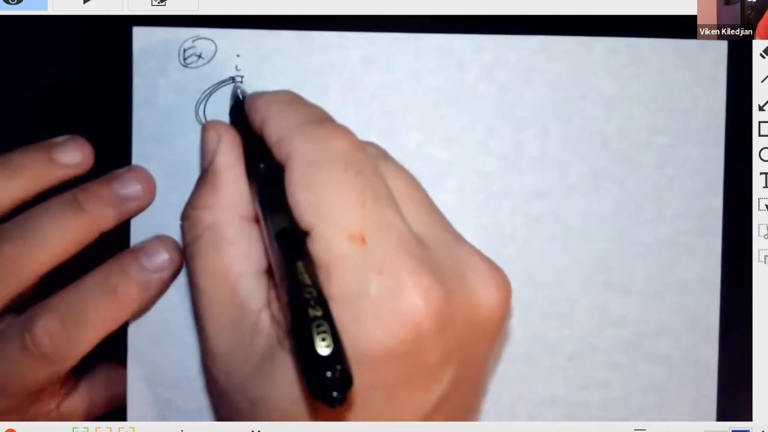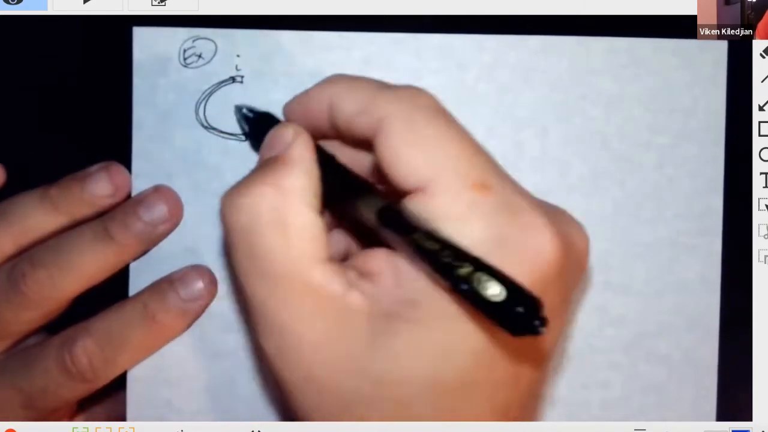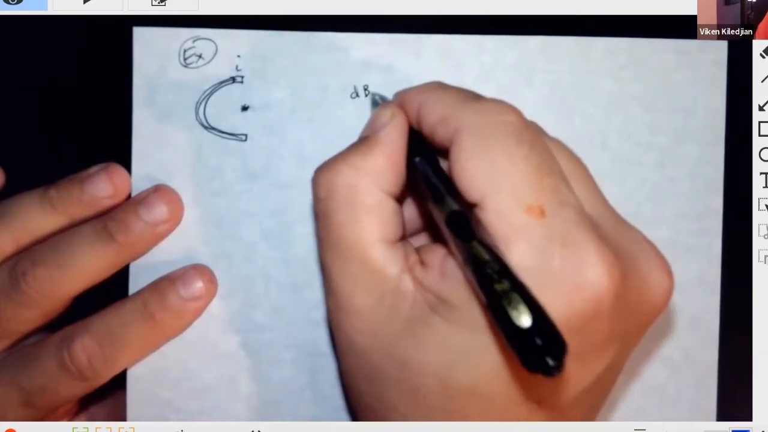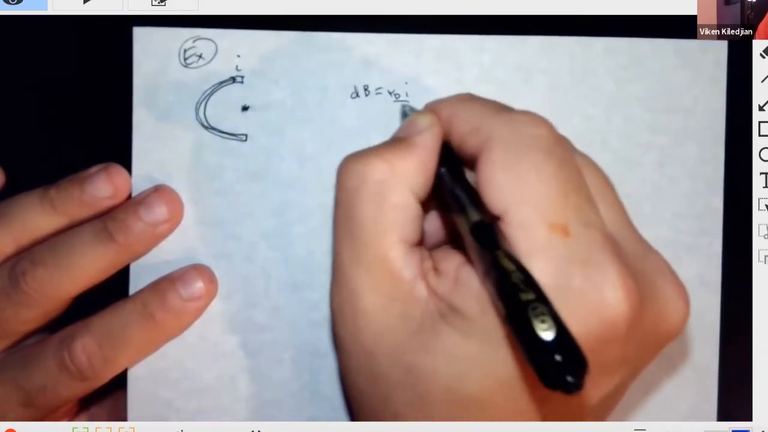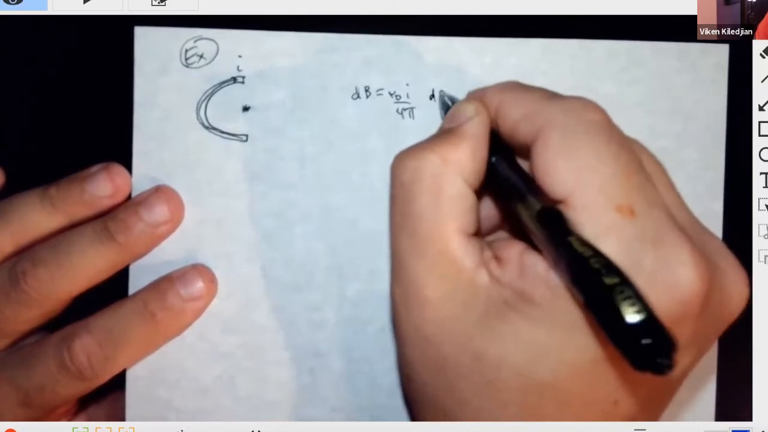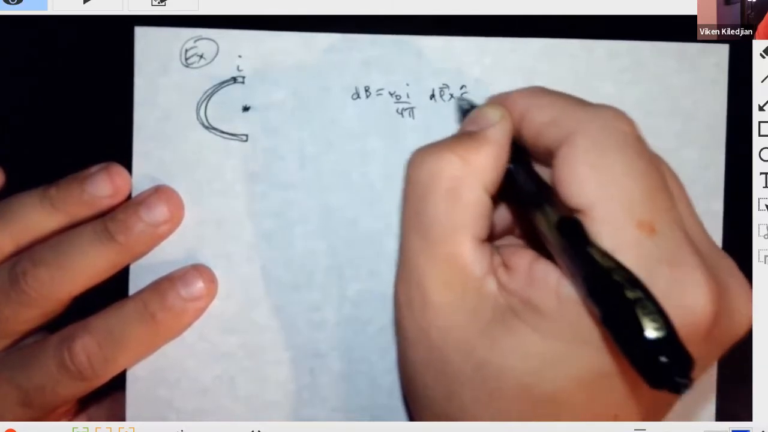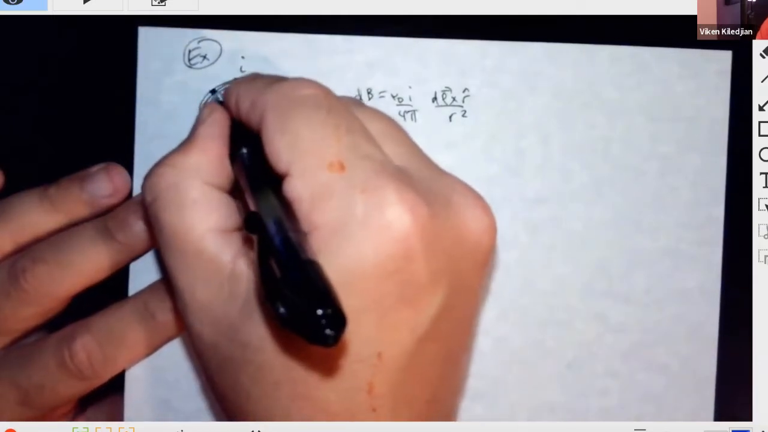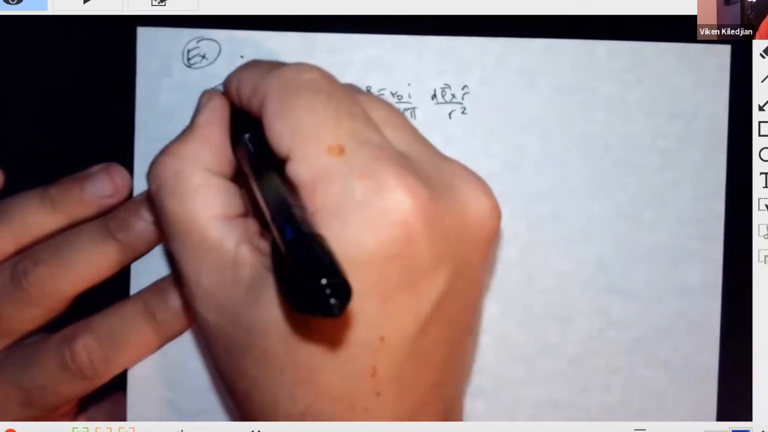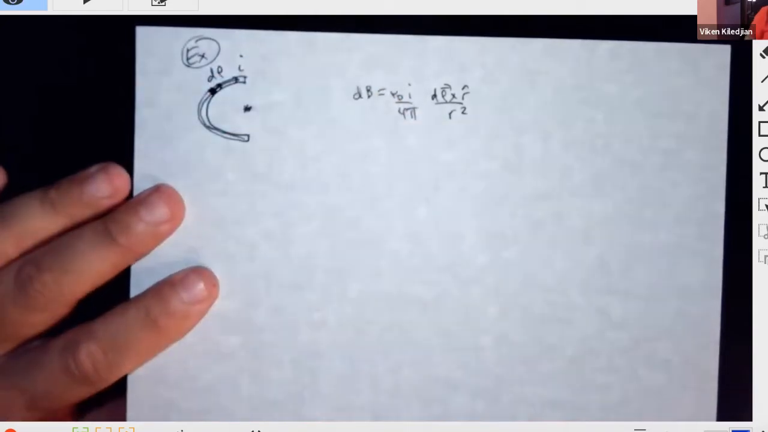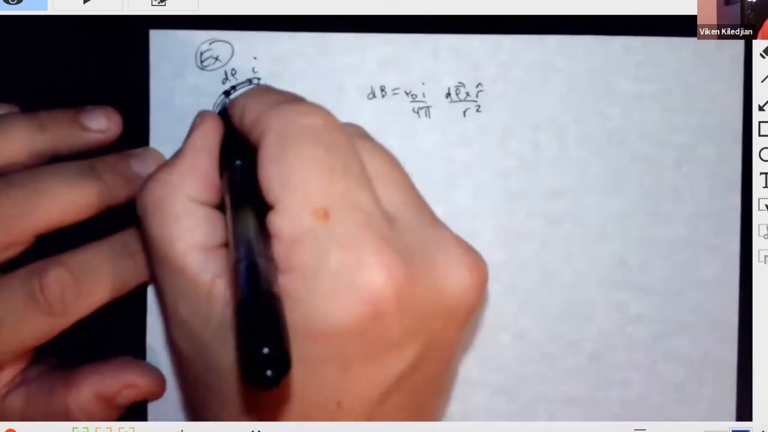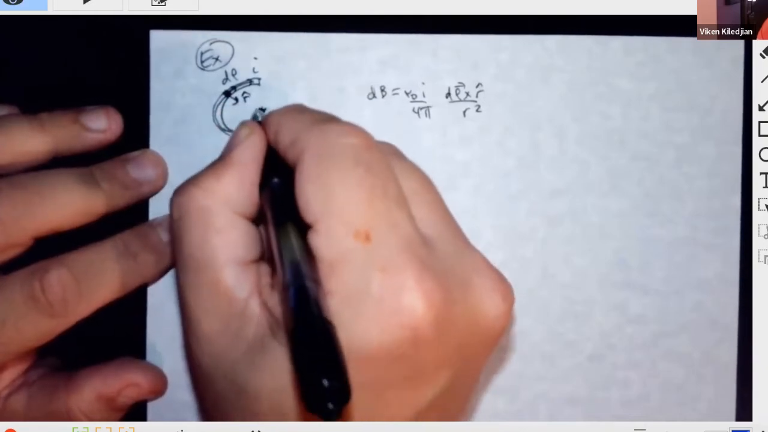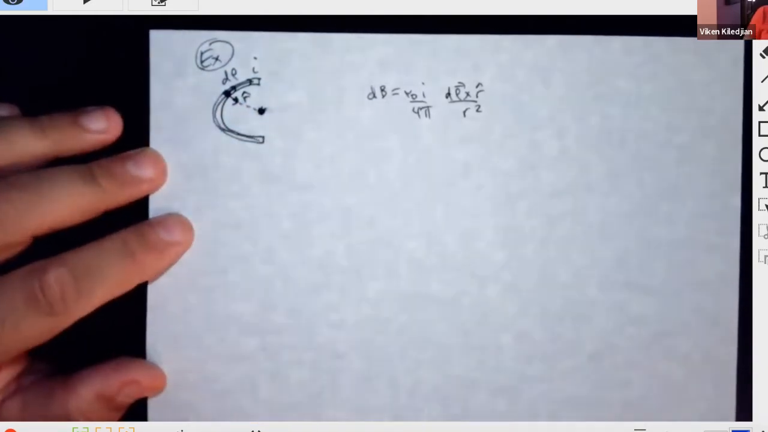So if you have a semicircle like this, then you do dB is mu 0 I over 4 pi dl crossed into r hat over r squared. So you take a little piece and the dl is like that, right? Then the r hat is the unit vector pointing to where you're trying to find the B field.